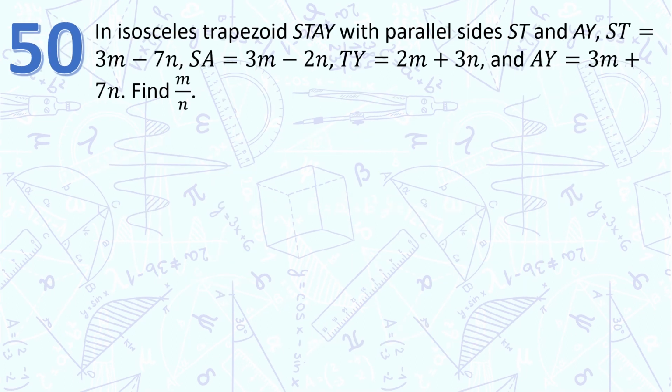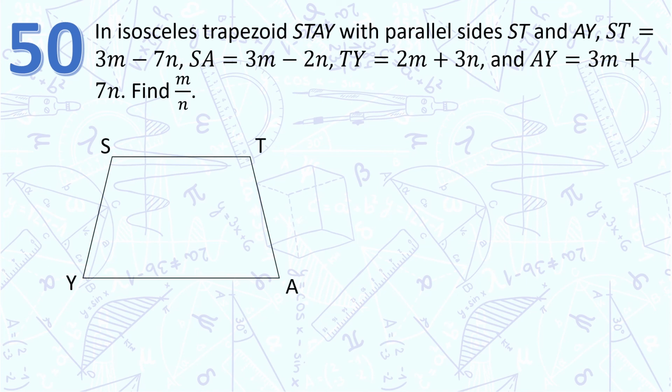Last number. In isosceles trapezoid STAY with parallel sides ST and AY, ST equals 3m minus 7n, SA equals 3m minus 2n, TY equals 2m plus 3n, and AY is equal to 3m plus 7n. Find m over n.